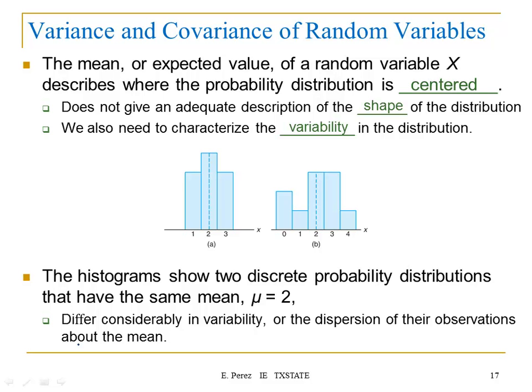What happened? The shapes of the distributions are different. And why is that? These two distributions, even though they have the same mean, have a different variability. They differ considerably in the variability or the dispersion of their observations about the mean. So you can have two distributions with the same mean, but that doesn't mean that they are the same, because variability also affects the shape of the distribution. That's why we need to consider the variance when we study random variables.